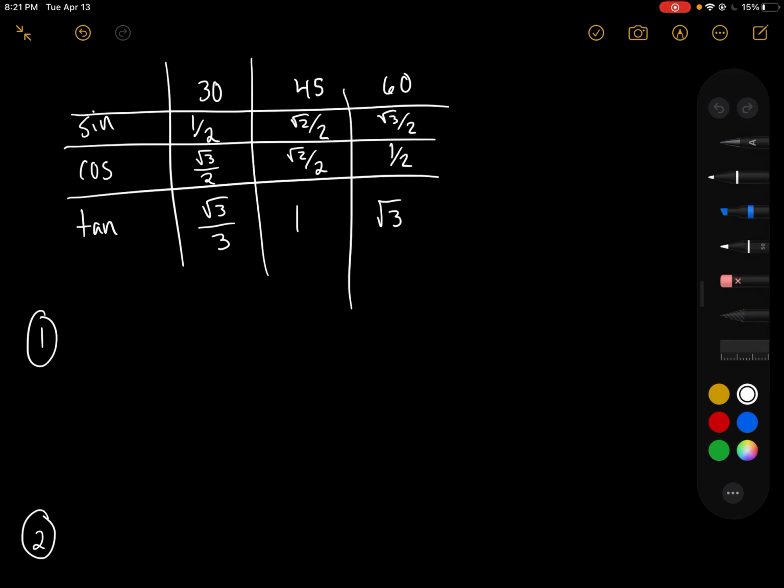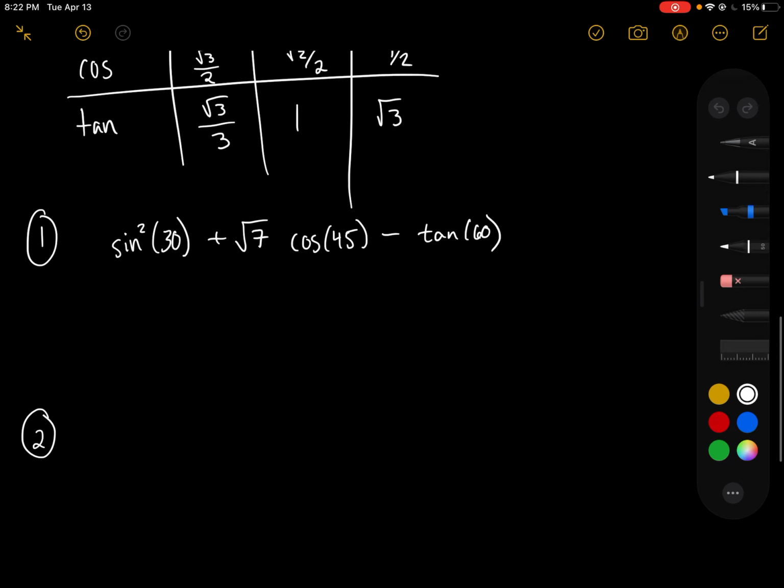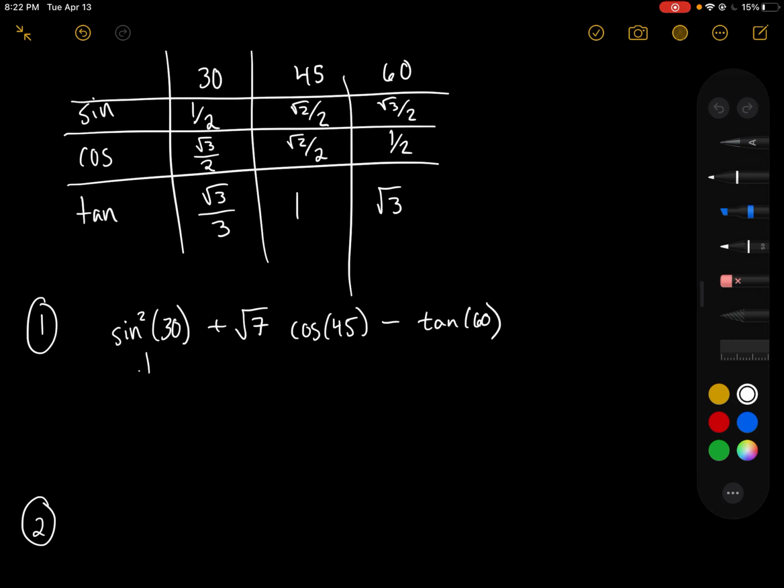So the key of what we're going to be doing next, 1 or 2 practice problems, we'll do 2, is again using those rationalizing the denominator type situations to get ourselves in a position where we can simplify these things. So let's try something here. What if we have, let's say, the sine squared of 30 plus root 7 times the cosine of 45 minus the tangent of 60. So what do we do here? Just go one step at a time.